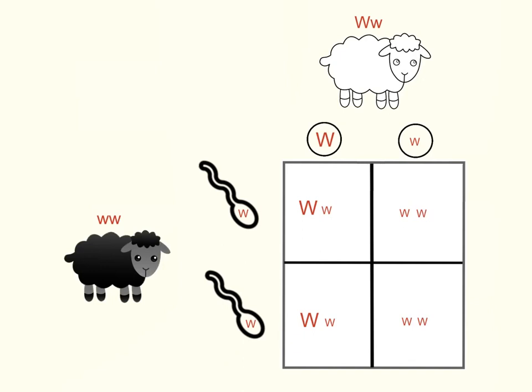By looking at this Punnett square, we can tell that 50% of their offspring could have white wool and could be heterozygous, whereas the other 50% could have black wool.